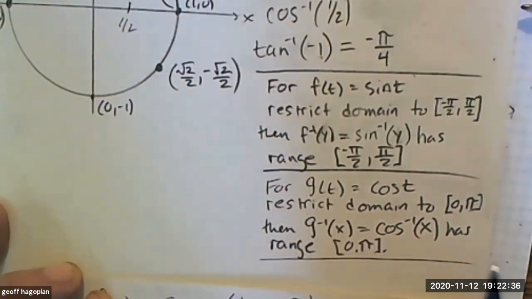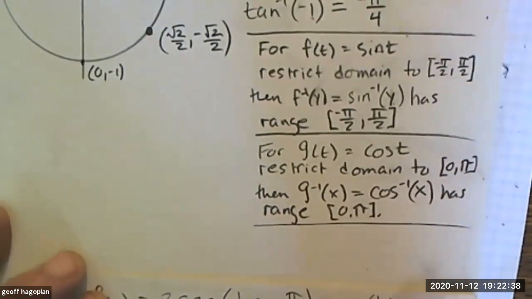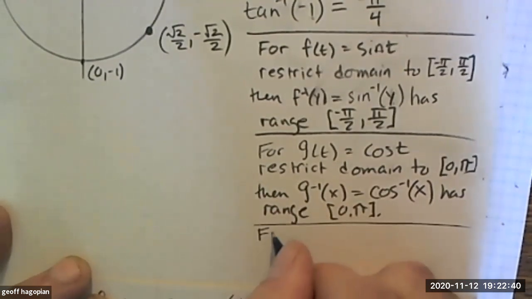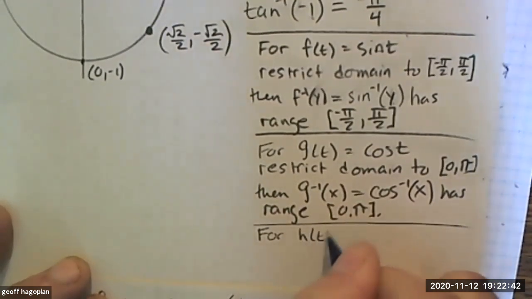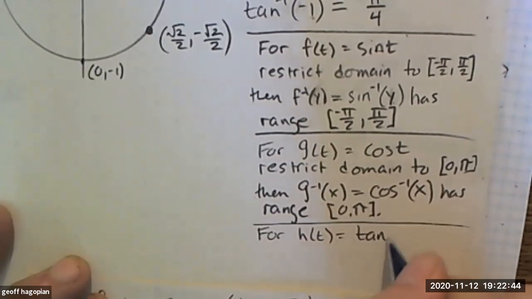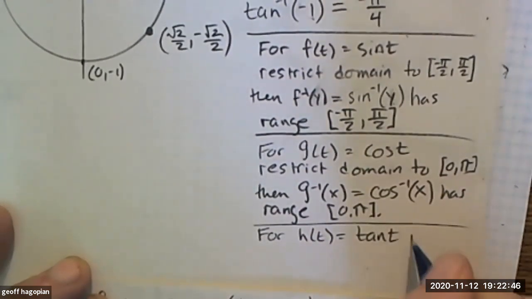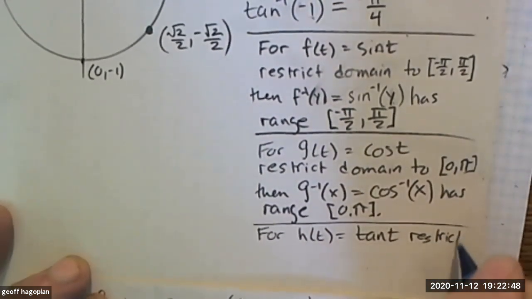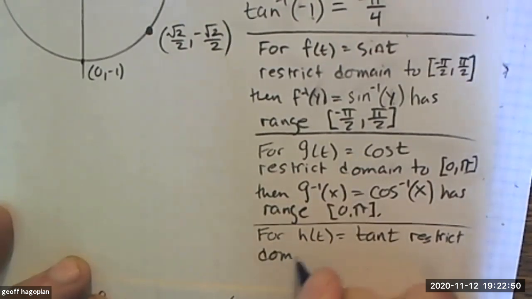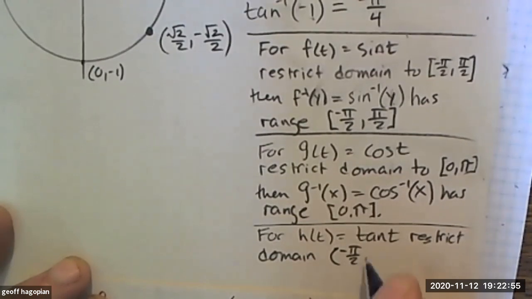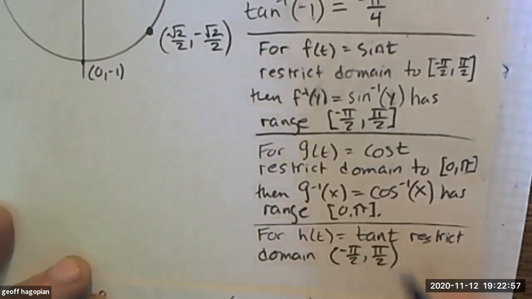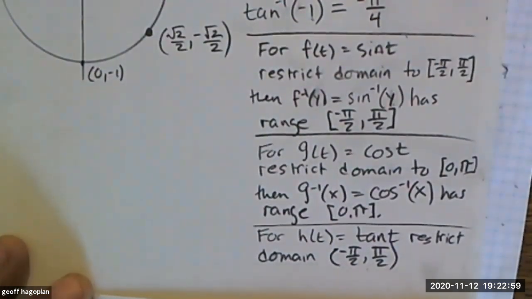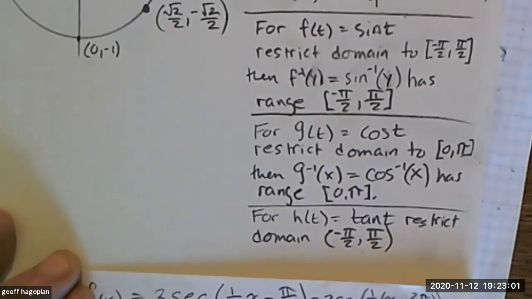How about tangent? Okay, so for, should we call it h of t? I don't know, h of t equals tangent t. We restrict the domain, again, to negative pi over 2 to pi over 2. Now, we don't include the endpoints because those are vertical tangent lines where the function is not defined, right?